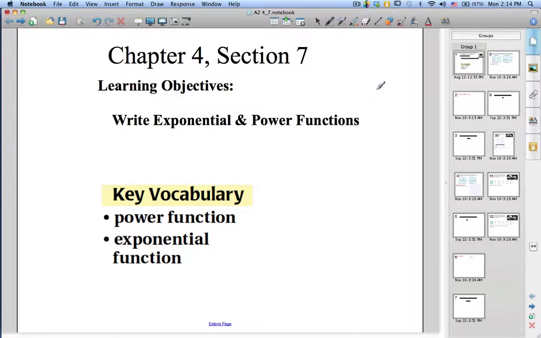So our final section in Chapter 4, Section 7, we're going to learn how to write exponential and power functions. Some of this is going to be relatively complex, so please take good notes and pay close attention.